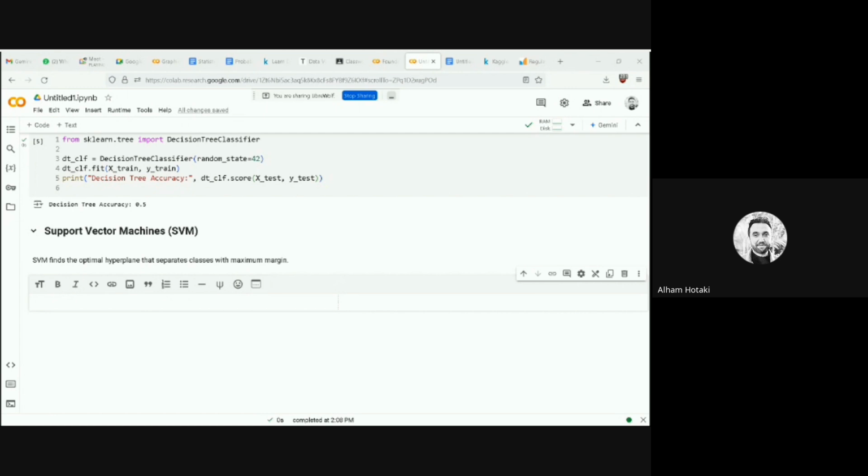Another is margin, and another is support vectors. So these are also things that you have to understand. I'm trying to give you a very solid understanding of support vector machine.